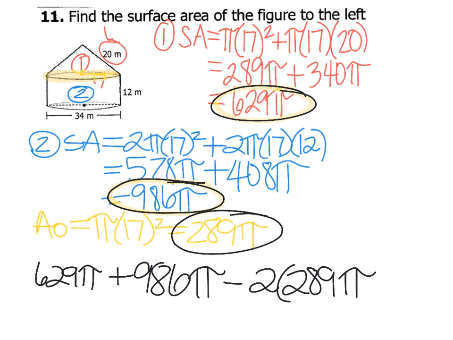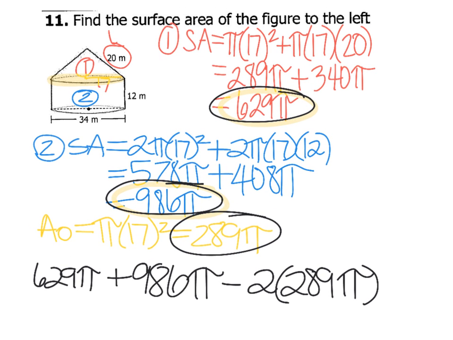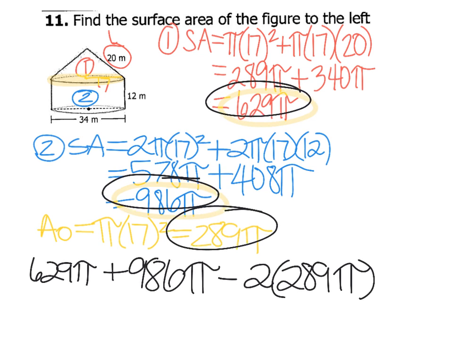So this is our expression that we're going to plug into our calculator. So we plug in 629 pi plus 986 pi. Oops, sorry, I don't know what's happening here. Just trying to move everything around. Okay, I didn't want that box around there. Oh no. Okay, so we want to plug this black expression into your calculator: 629 pi plus 986 pi minus 2 times 289 pi. And that's going to give us our final answer.